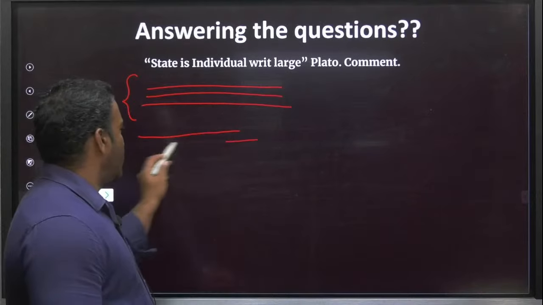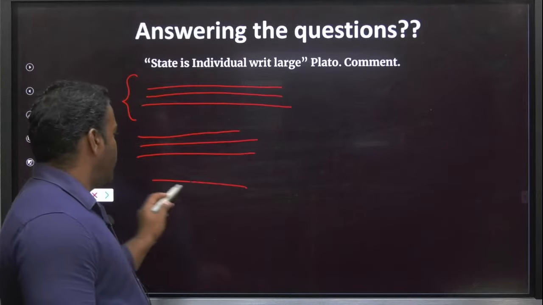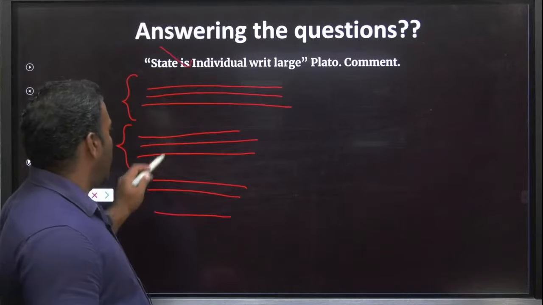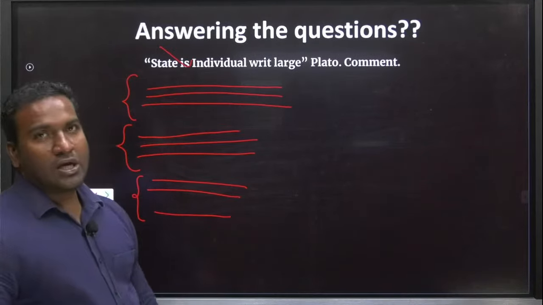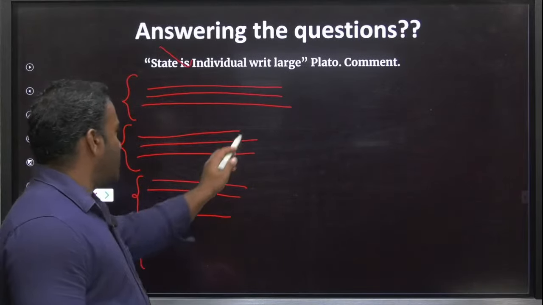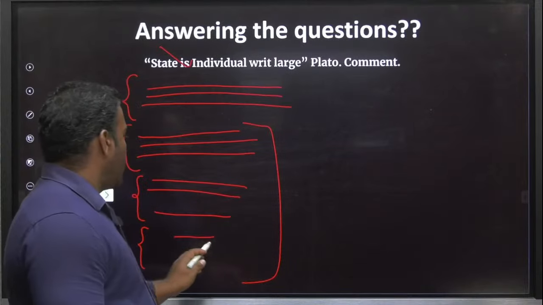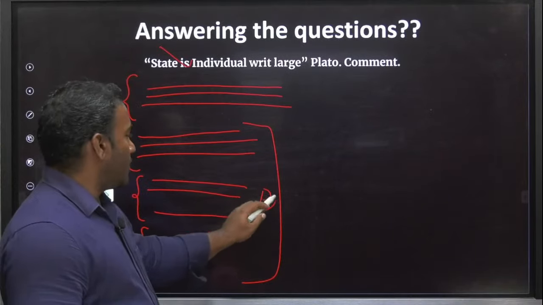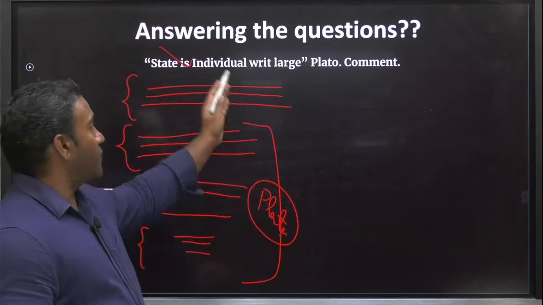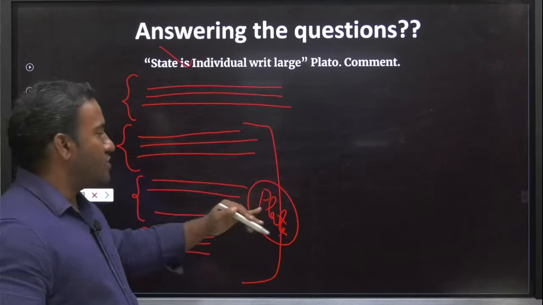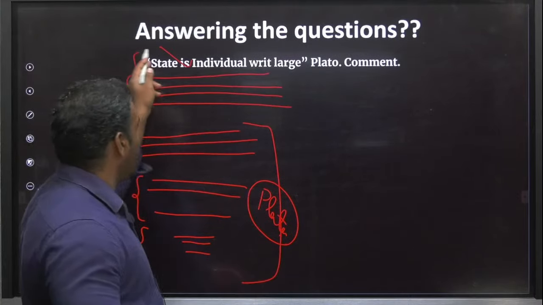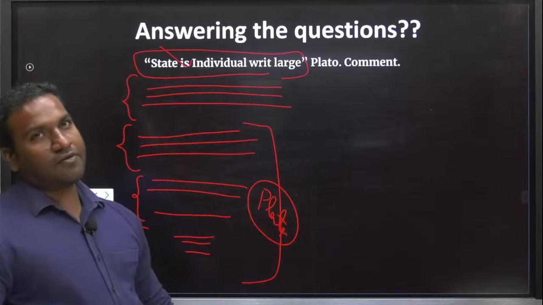for 2 to 3 paragraphs, speaking about why Plato said this, what Plato's intent was, and what Plato's theory was when he said individual writ large. So that means 2 to 3 paragraphs should be on the quote and Plato only. And I suggest, friends, don't write about Plato apart from this quote. Plato might have said many other things, but I want only what Plato said in the context of this quote, so that is enough.